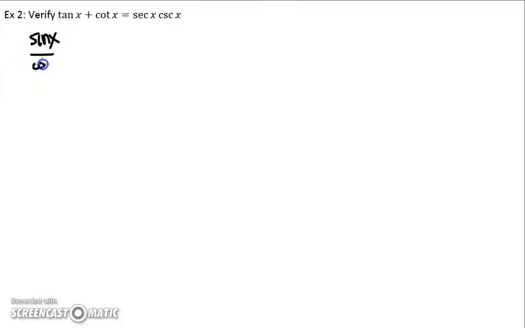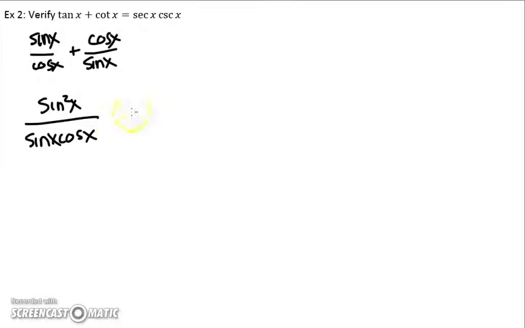So sine of x over cosine of x is tangent, plus cosine of x over sine of x is cotangent. We have two fractions. Let's go ahead and get a common denominator and add them together. So the common denominator is going to be sine x cosine x, so this needs to be multiplied by sine of x over sine of x, giving us sine squared of x over sine x cosine x.